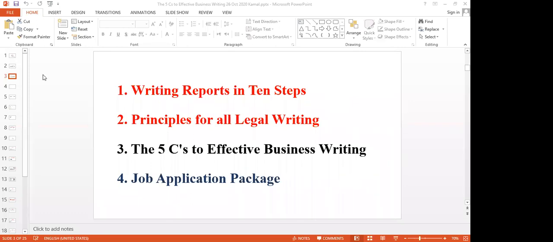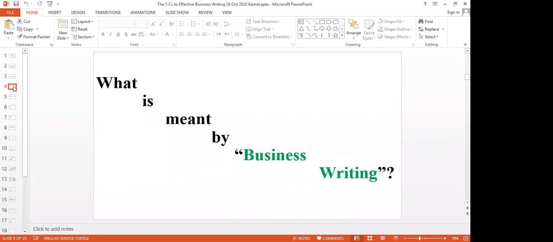Today's workshop is about business writing. Before we start with the details, it's good to have an idea about the concept, the meaning, what is meant by business writing. What do you think business writing is? When you say business writing, law writing, writing reports, job application, what do you think?